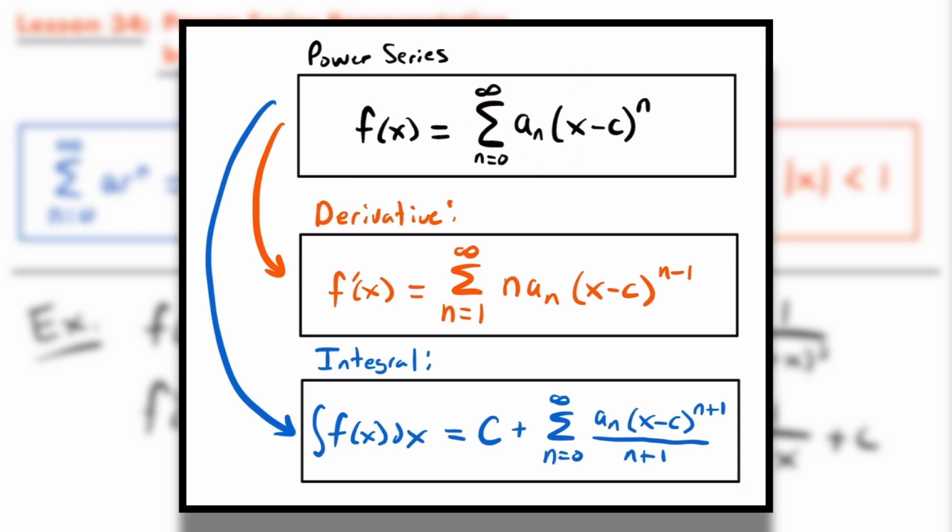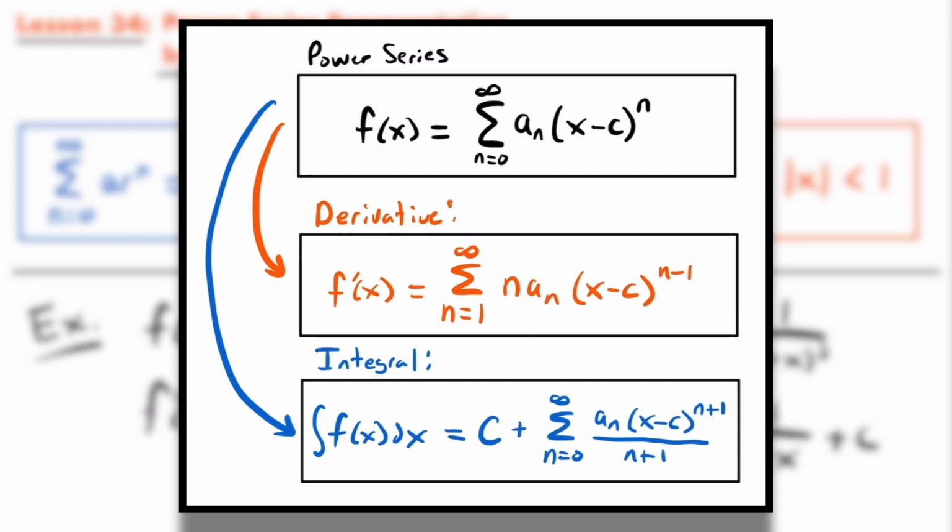It's also not going to change when you take the integral of a power series. Once again, the only thing that's going to change or be affected by the integration process is that quantity of x minus c. In this case, the power rule of integration says that we add 1 to the exponent, so we have x minus c to the power of n plus 1, and then we divide by that new exponent of n plus 1.